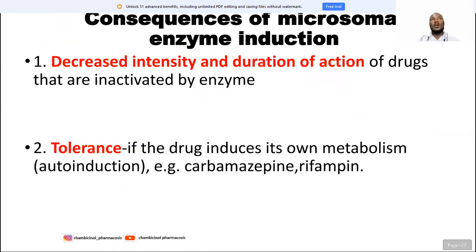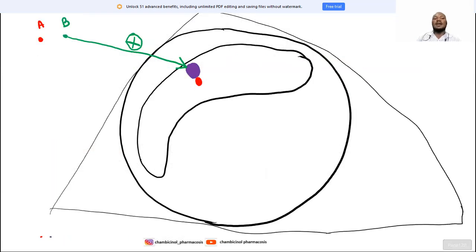So that is all. The consequence of taking a drug that has a tendency to cause enzyme induction is to decrease the intensity and the duration of action of the drug. By doing so, this can lead to therapeutic failure, because the drug will be immediately excreted without inducing the pharmacological effect. But it can also lead to drug tolerance. As you know, some drugs have a tendency to cause autoinduction. These drugs cause tolerance, and they include rifampicin and carbamazepine.